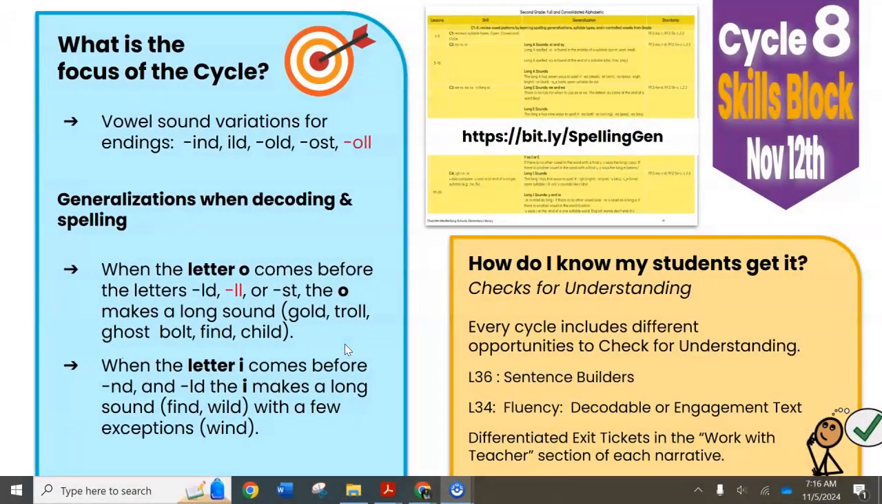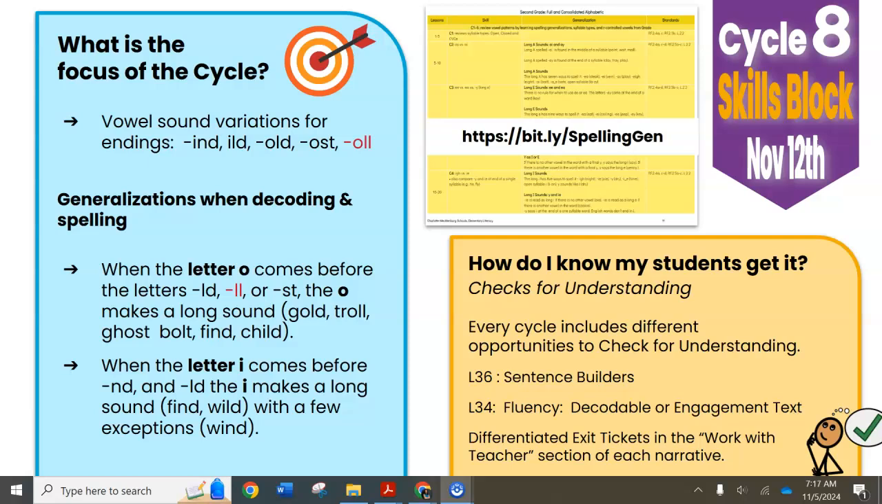This week we are unpacking Module 2, Cycle 8. The focus of this cycle is to introduce vowel sound variations in the endings -ind, -ild, -old, -ost, and -ol. There are several generalizations for spelling and decoding.